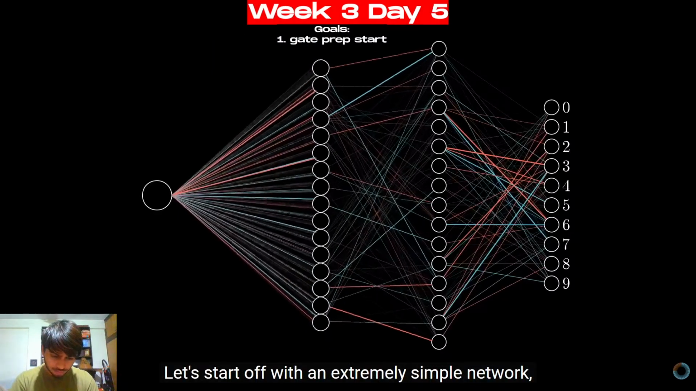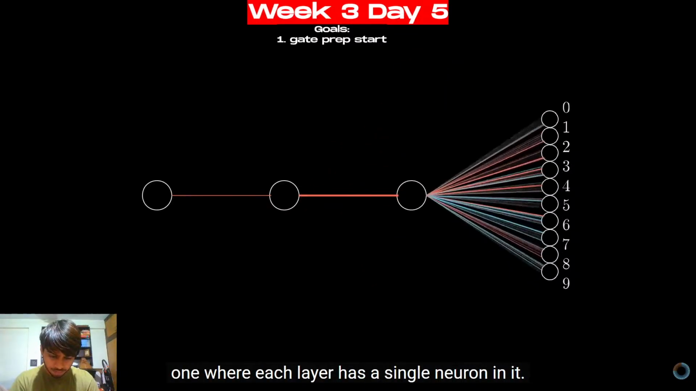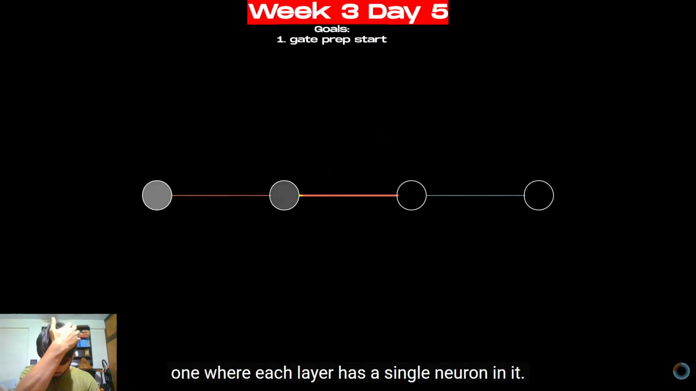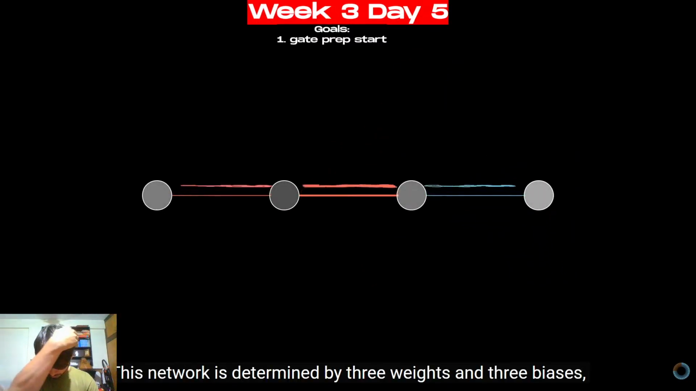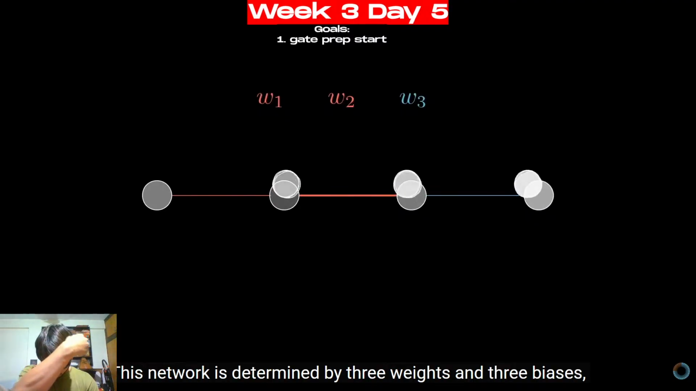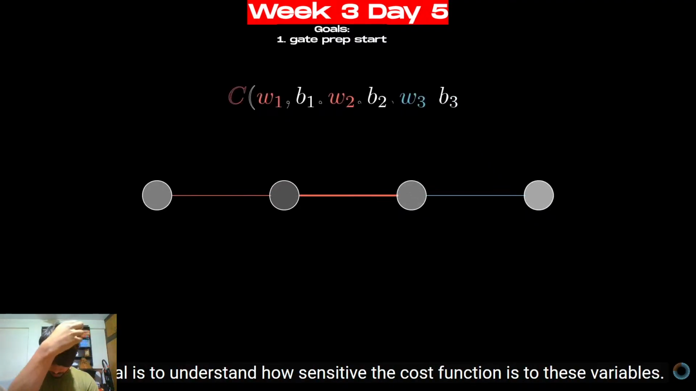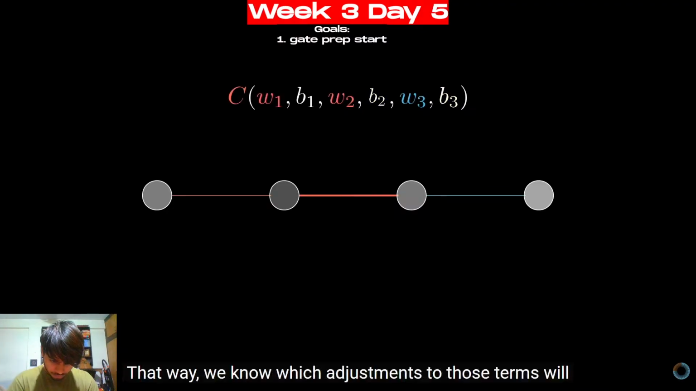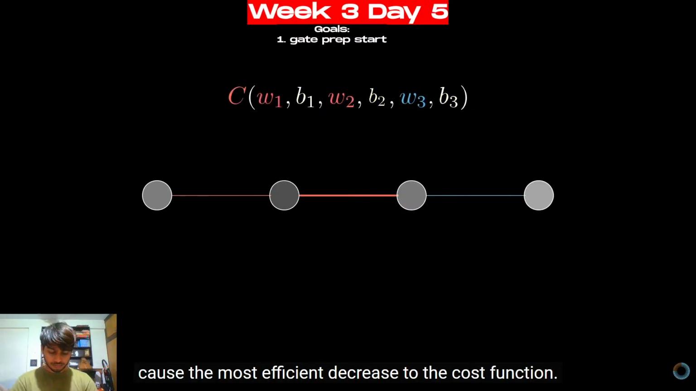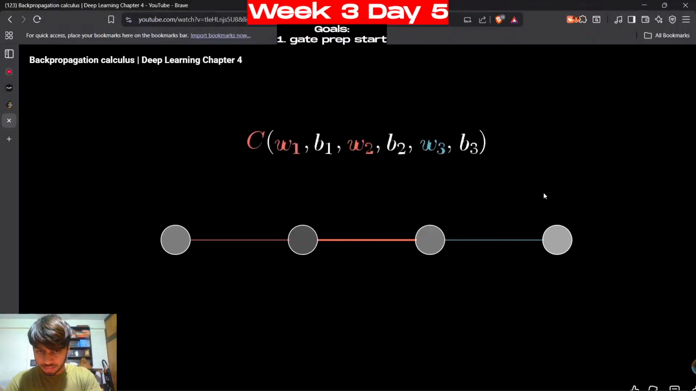Let's just start off with an extremely simple network, one where each layer has a single neuron in it. So this particular network is determined by 3 weights and 3 biases, and our goal is to understand how sensitive the cost function is to these variables. That way we know which adjustments to those terms is going to cause the most efficient decrease to the cost function.